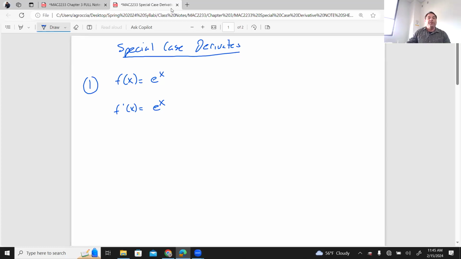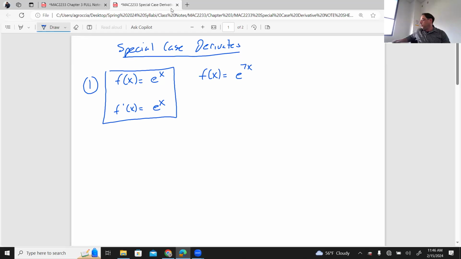I'm going to take it a little further because some of you may be saying, what if it doesn't look exactly like e to the x? What if it was e to the maybe 7x? What would happen? What would be going on there? Well, it would still be the same thing. Okay, how do you take the derivative of e to the 7x?